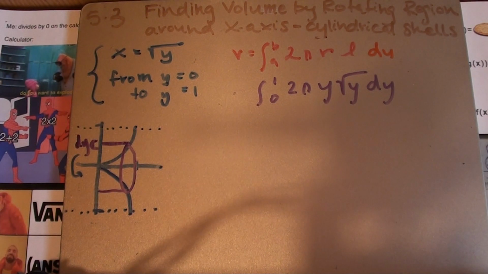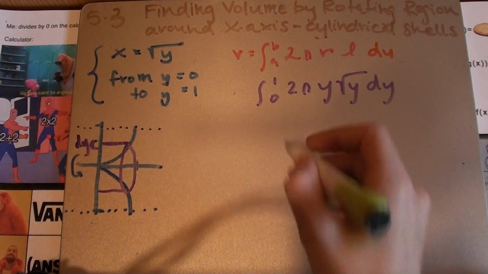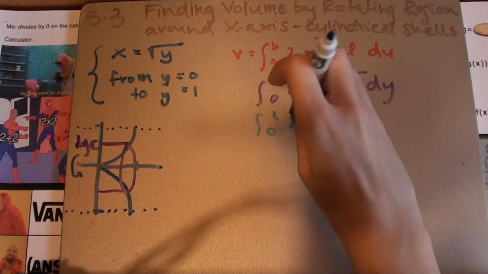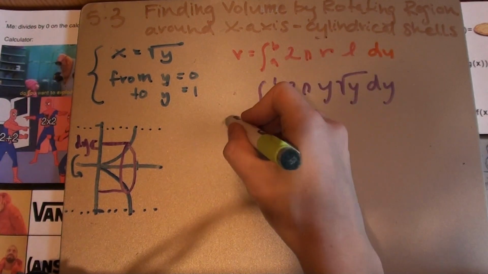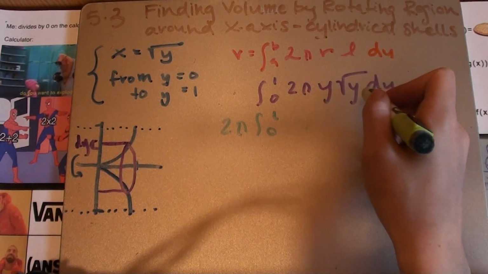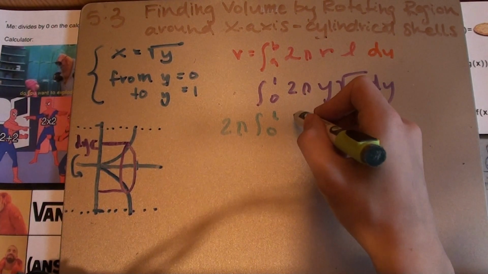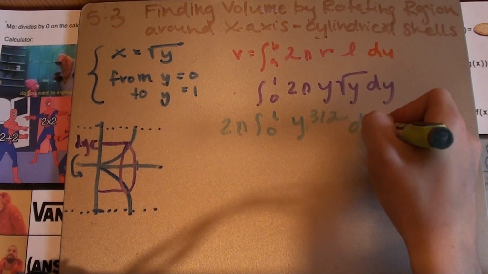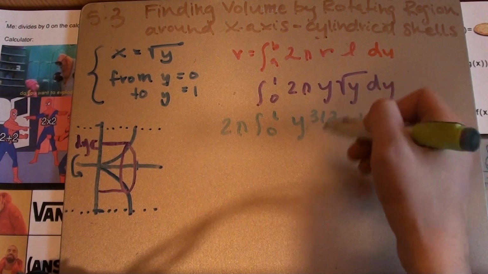So now that we have all of that squared away, we can begin our integration. Actually, before we begin, I'm going to simplify this a little bit. This is the same thing as going from 0 to 1 of 2 pi. I'm going to pull my 2 pi out front because it's just going to follow our work all the way through. And we have y times y to the 1/2, which gives us y to the 3/2, dy.